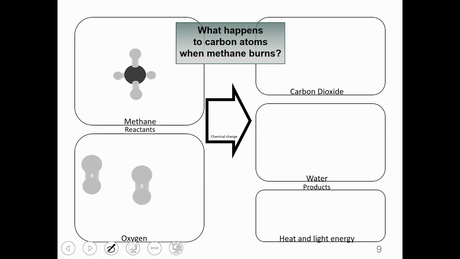Here on this slide, we're going to focus on what happens to the carbon atom. We have one carbon atom in methane. In ethanol, we had two, but in methane, we have one. Where is that single carbon atom going to go? Feel free to pause the video and jot down where the carbon atom that's in methane would go if it burns.